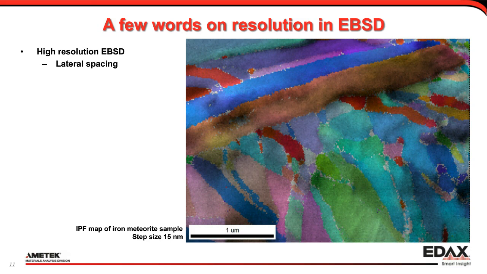Because some people look at resolution as a high resolution EBSD, and what they really mean then is high lateral resolution. So very small step sizes, perhaps go to transmission EBSD. This is just an example on a bulk material, 15 nanometer steps. You can get submicron particles very nicely. You could call that high resolution EBSD.